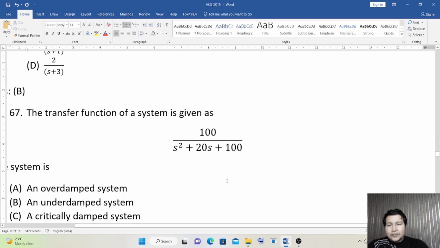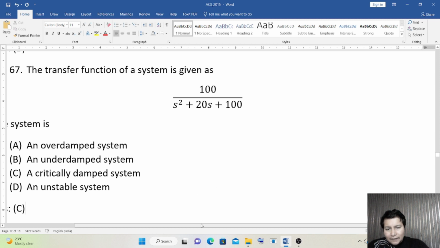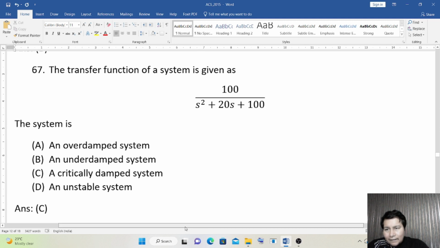The transfer function of a system is given as, etu transfer function dia ase. The system is an overdamped system, an underdamped system, a critically damped system, an unstable system. Here zeta value to uliale bole ba zeta value to uliale ami pam a critically damped system to correct answer hobo.